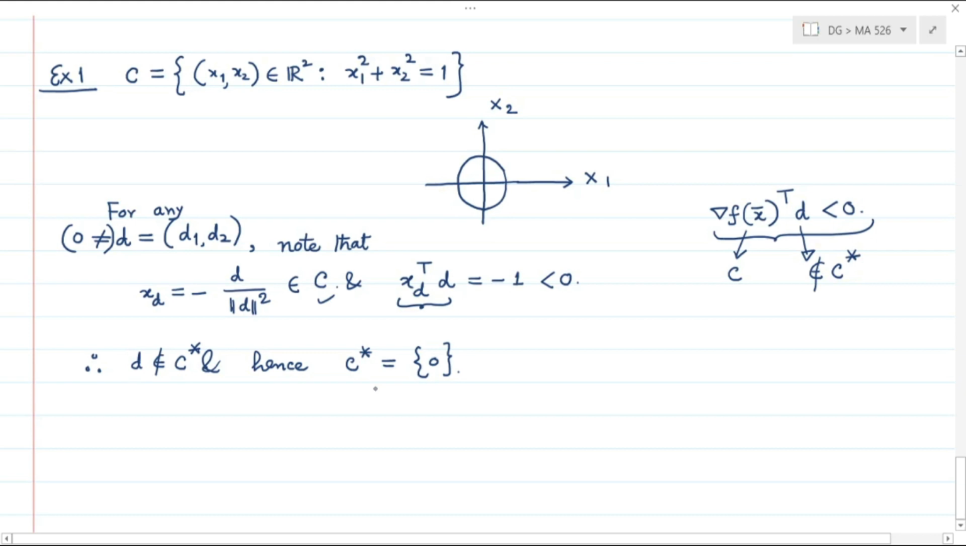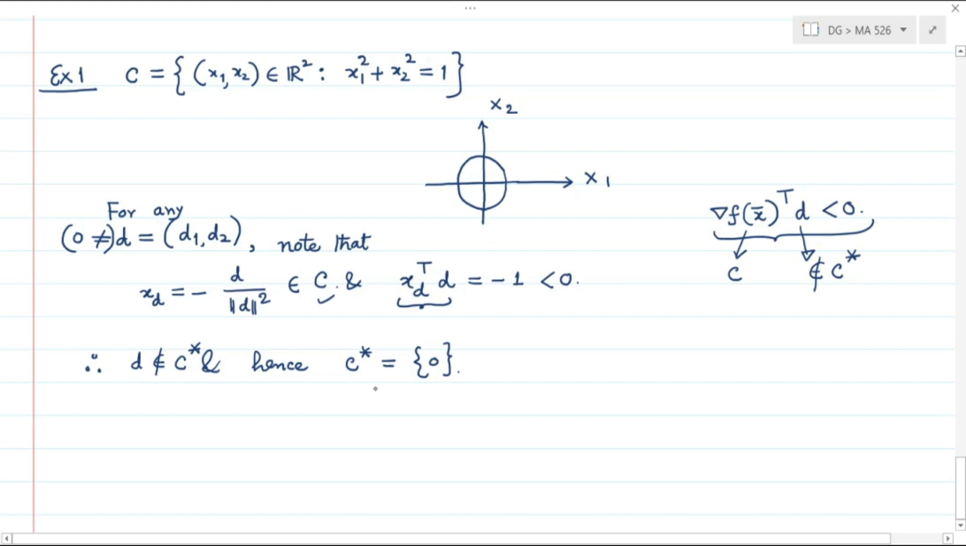Oh, I am sorry here. This xd that I have written here, minus d divided by norm d square, is not in capital C, because norm of xd square is not equal to 1. To make xd inside C, we need to take minus d divided by norm d, and that will make xd transpose d equal to minus norm d, and that is still negative.